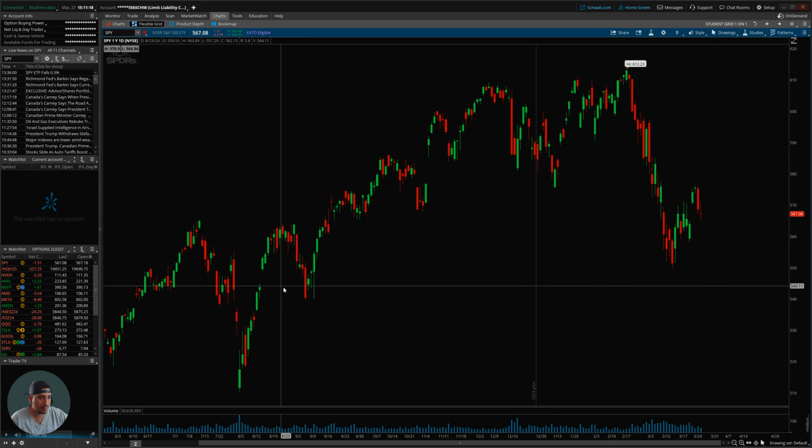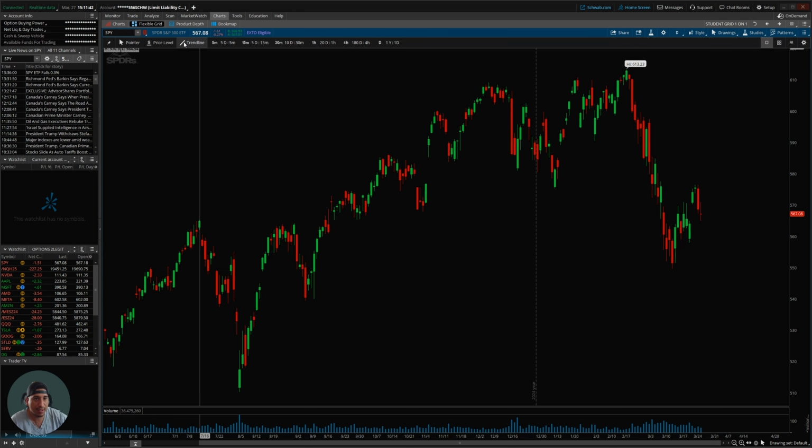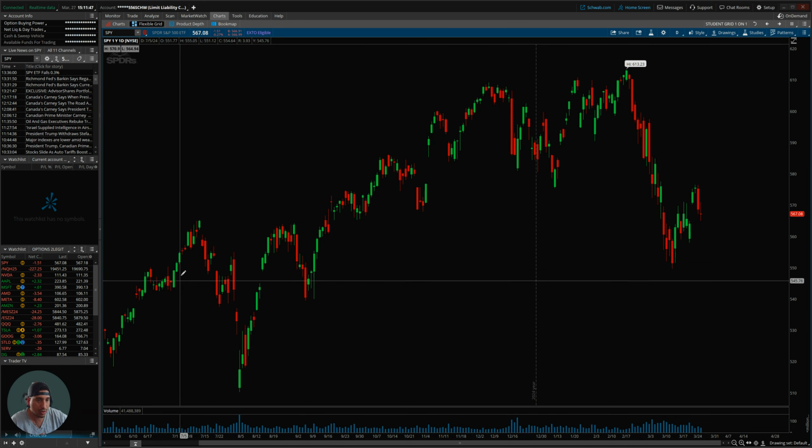I'll start from around this area, and I'm going to put in some key levels that I think hold, those are points where there's either buyers or sellers in those areas specifically, where there's either a bounce, a breakthrough or a reversal. So I'm going to go to price level, and I'm going to draw in my levels.